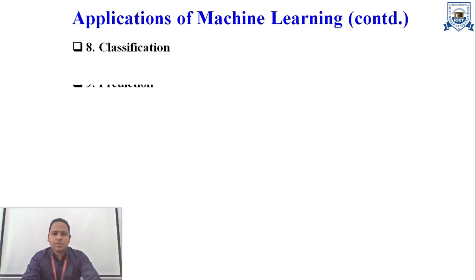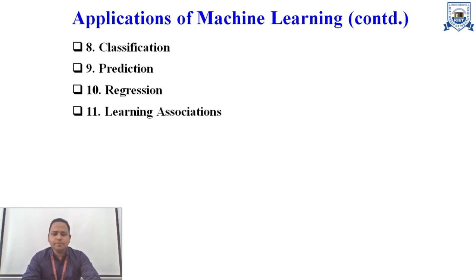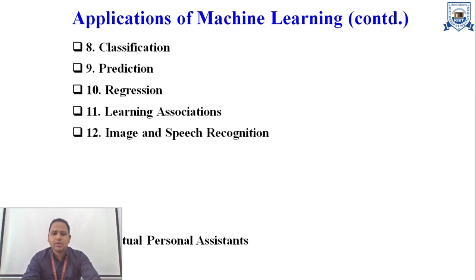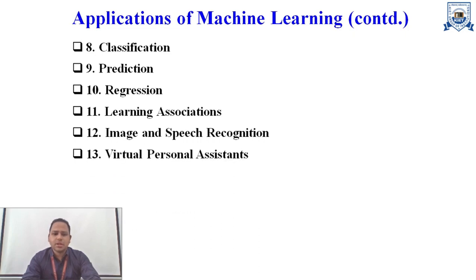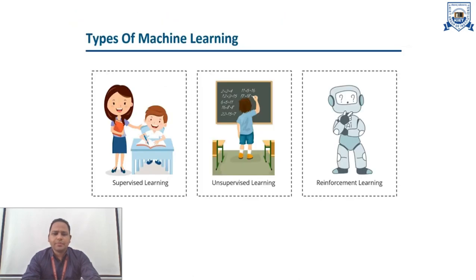Now coming back to more applications, we have classification, classifying data as class A or class B, and predicting feature values, such as the weather forecast. This kind of prediction we can do. Then regression, linear association, image and speech recognition, virtual personal assistants, product recommendation, and finally stock market trading analysis. So there are plenty of applications of machine learning to work on.